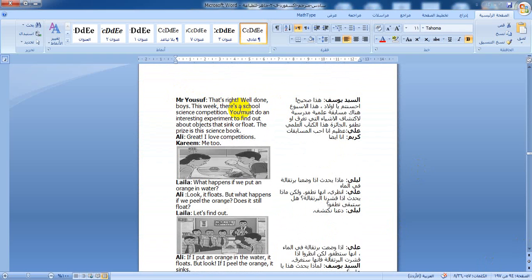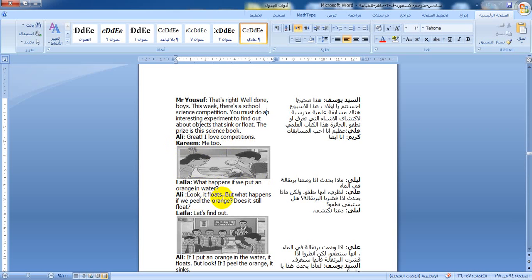This week there's a school science competition. You must do an interesting experiment to find out about objects that sink or float. The prize is this science book. Ali, great. I love competitions. Kareem, me too. Layla, what happens if we put an orange in water?